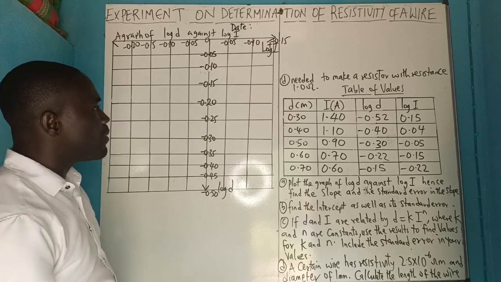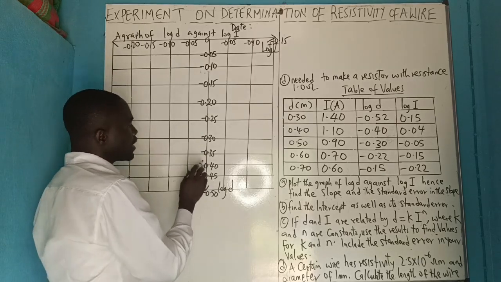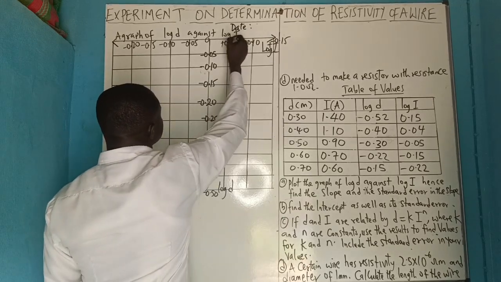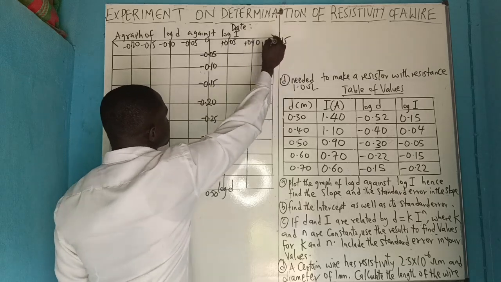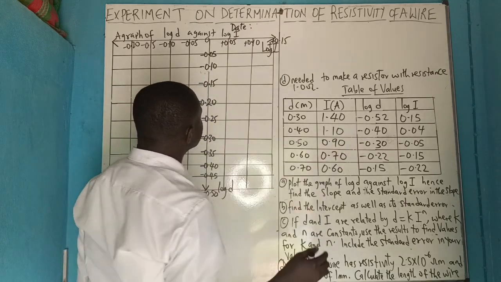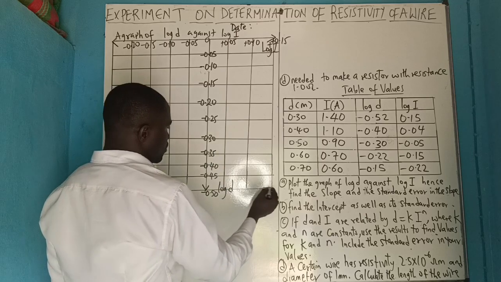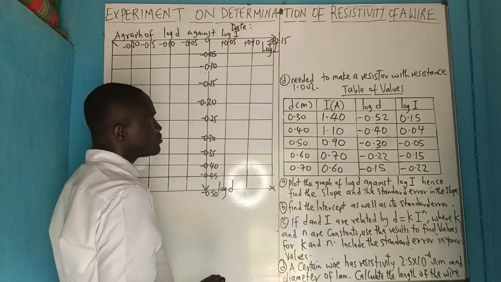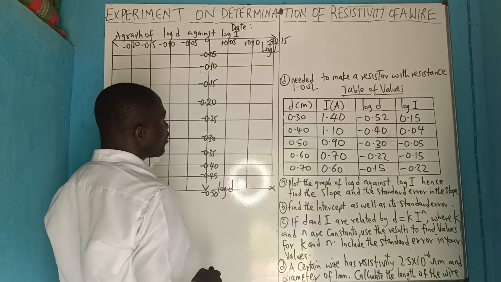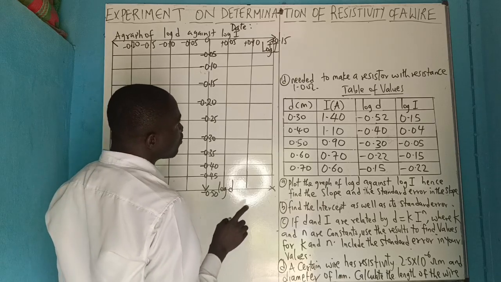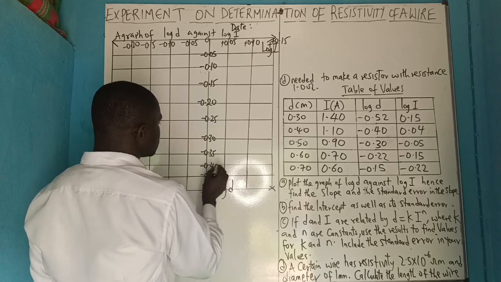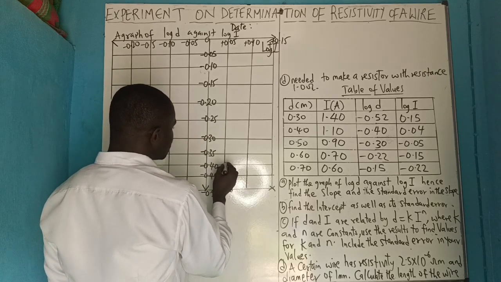We are plotting minus 0.52 against minus 1.5. Okay, this is positive, please. So this is the positive y-axis, against minus 0.52 against plus 1.5. We locate it here. Minus 0.4 against 0.04, so about here.